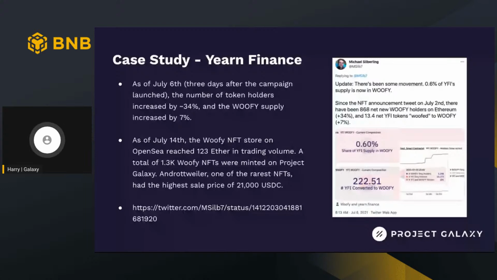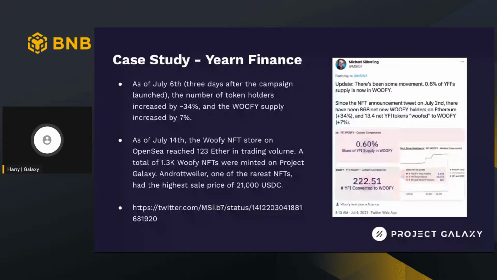And because these also represented your status in the Yearn community, a lot of people came in and swapped their YFI token to Woofy token. They also bought Woofy tokens in order to claim these NFTs. So after 3 days of campaign launch, the number of token holders on the Woofy token on Ethereum mainnet increased by 34%, and the YFI token supply increased by 7% as well.